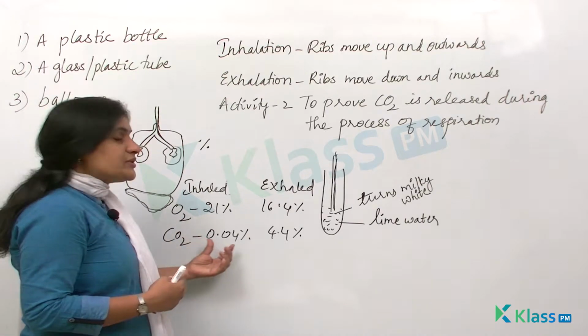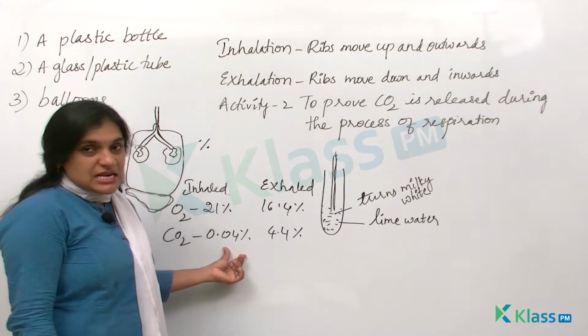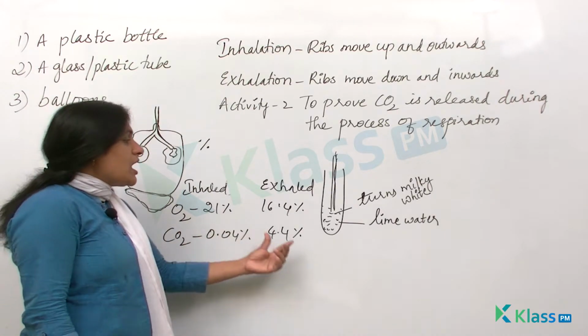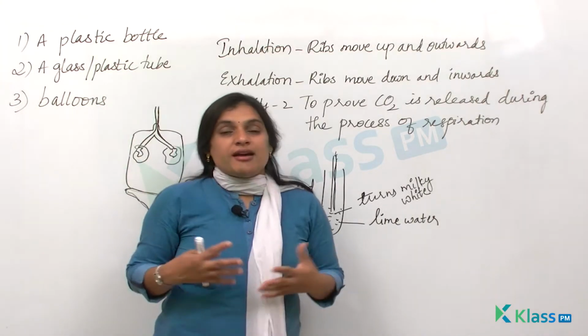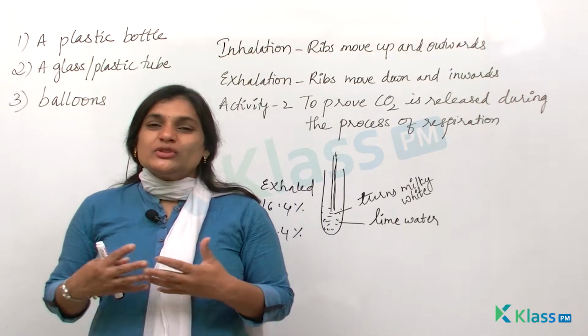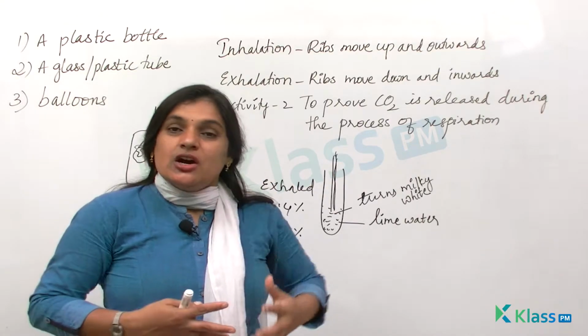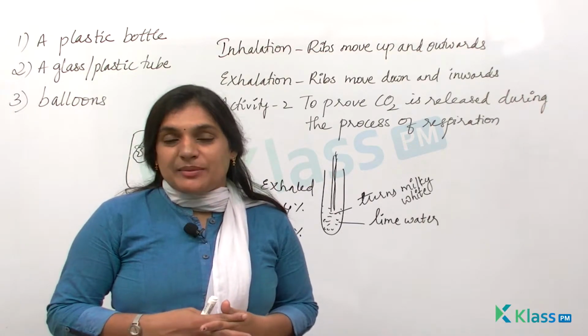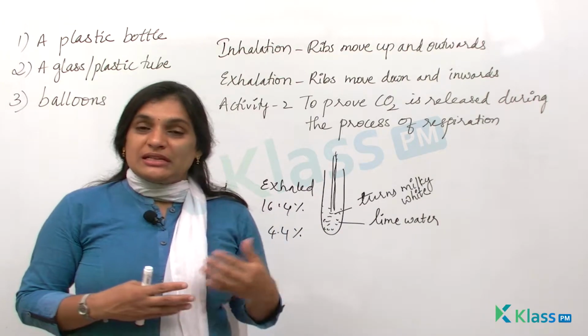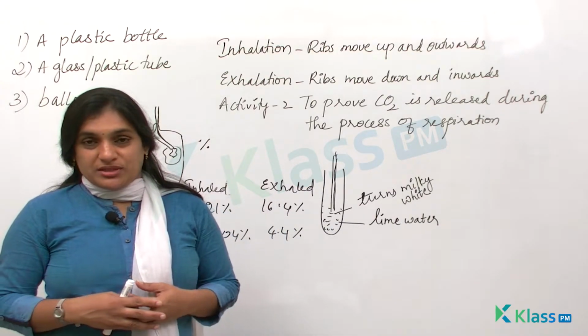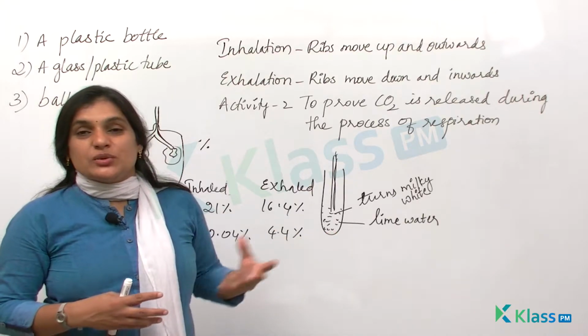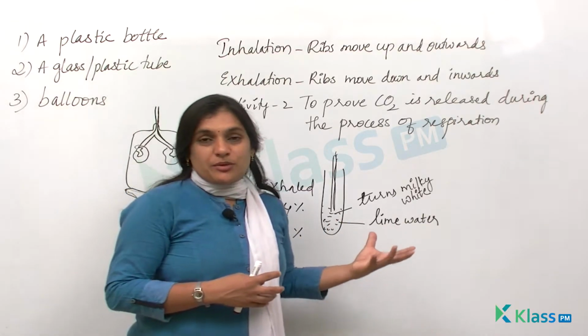The carbon dioxide which is inhaled is 0.04%, whereas the exhaled percentage is high, 4.4%, because we don't need carbon dioxide, which will make the blood deoxygenated, and we don't need carbon dioxide to help us in any activities of life process. So that is the reason the amount of carbon dioxide given out is more compared to the amount of oxygen given out.